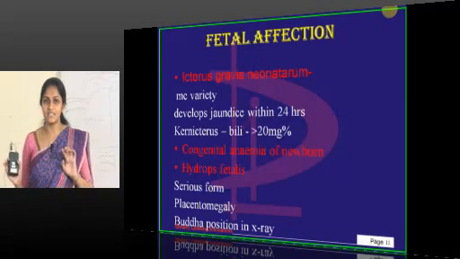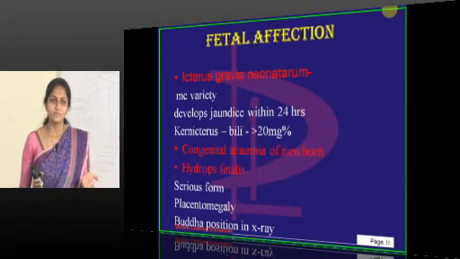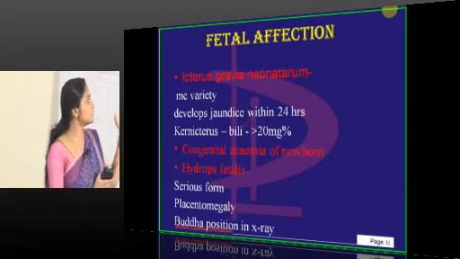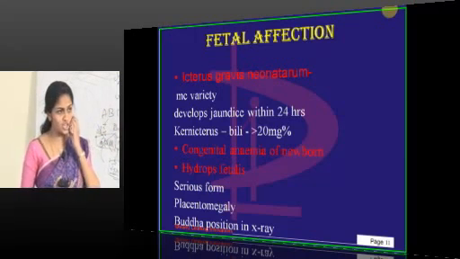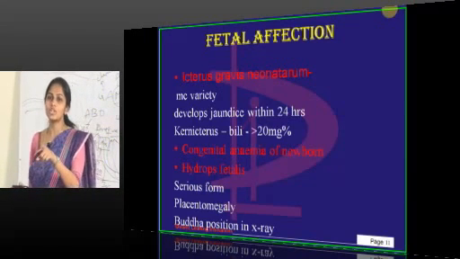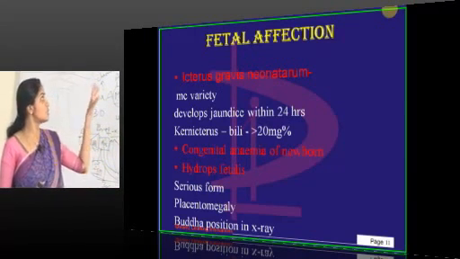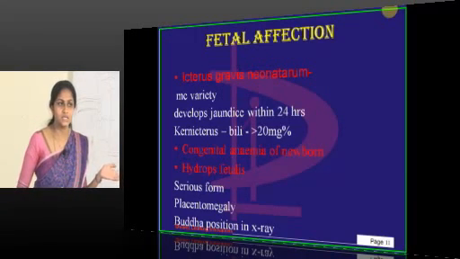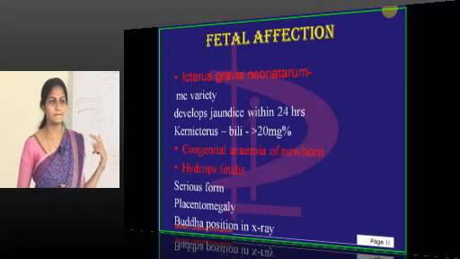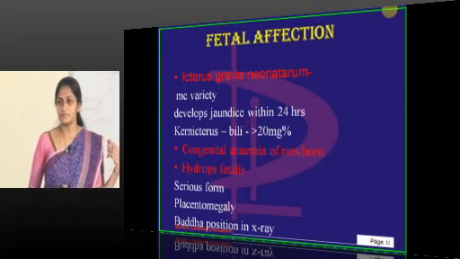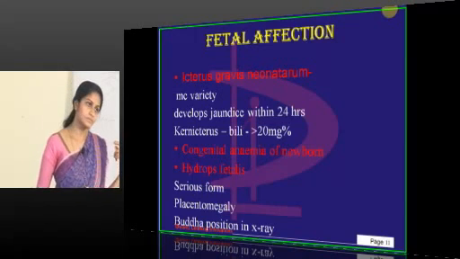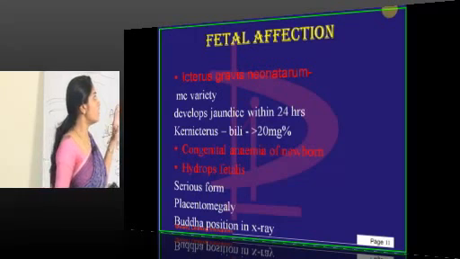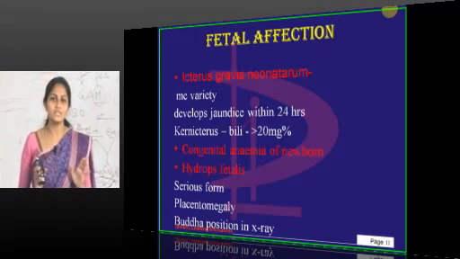What is icterus gravis? What is icterus? It is mainly because of jaundice. Jaundice develops within 24 hours. Within 24 hours, is it physiological or pathological? It is always pathological jaundice within 24 hours. Now when do we call it kernicterus? What are the bilirubin levels? Direct or indirect? Unconjugated bilirubin. Whenever the bilirubin levels are greater than this, they can cause kernicterus.